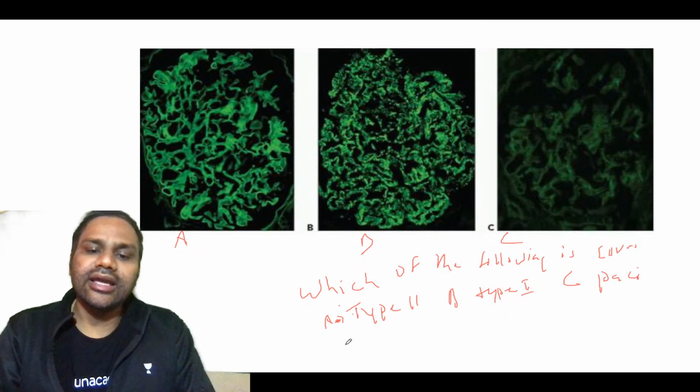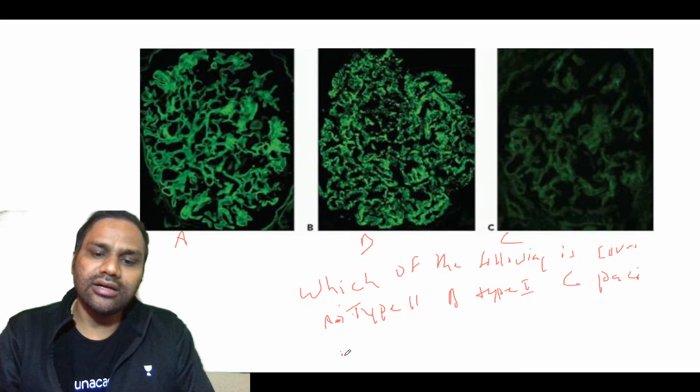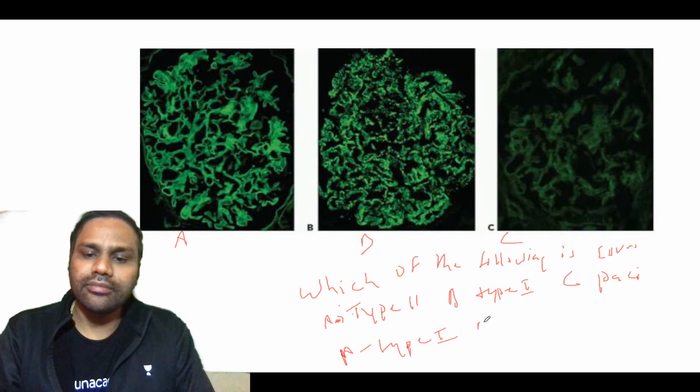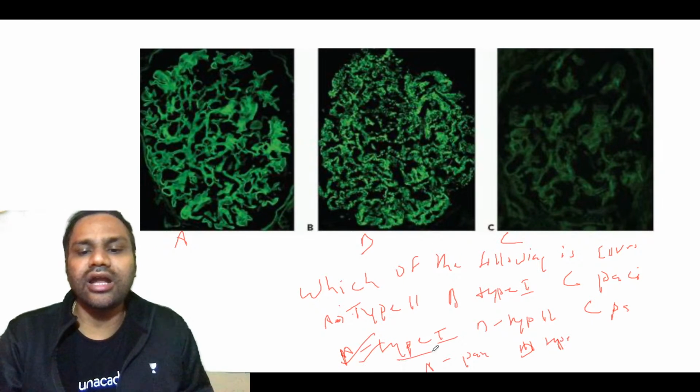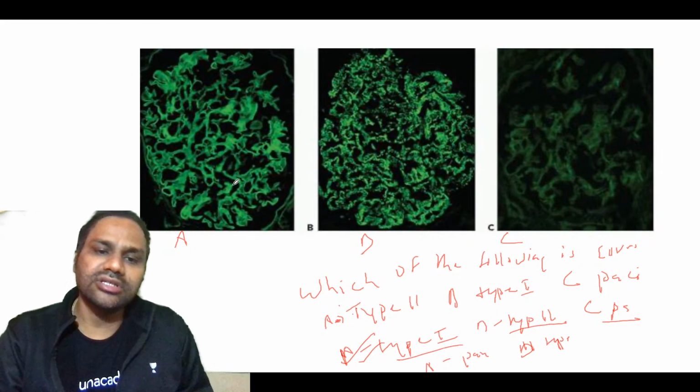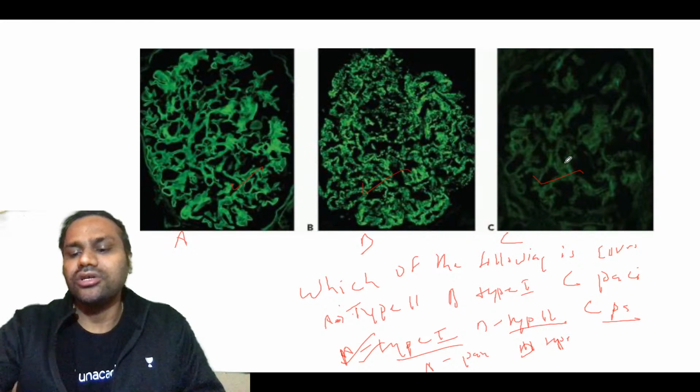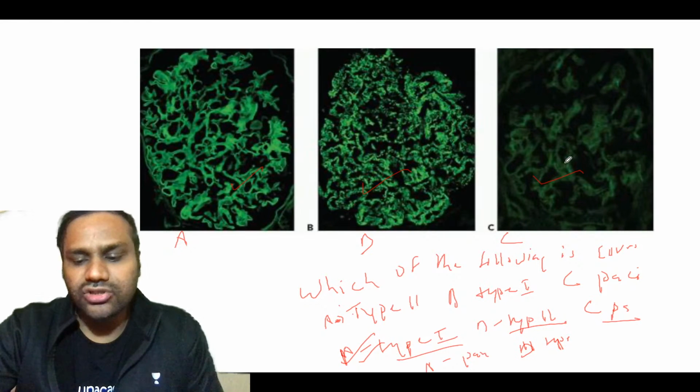Then they can give you another option like A type 1, B type 2, C pauci-immune, or A pauci-immune, B type 2. So you have to tick the correct option. Obviously this will be your right option: type 1, type 2, type 3. So this is type 1, this is type 2, this is type 3. They can ask you in exam this way also, very easy.